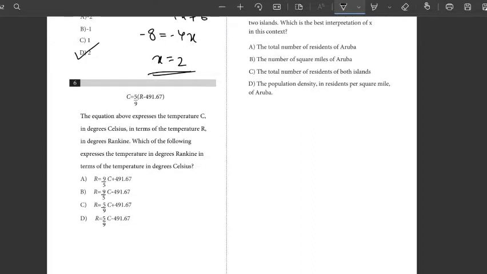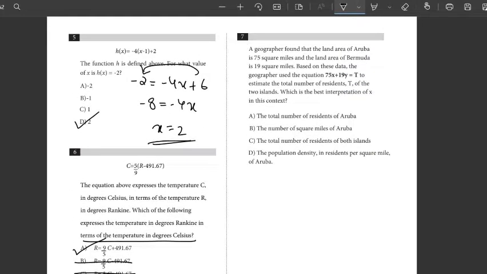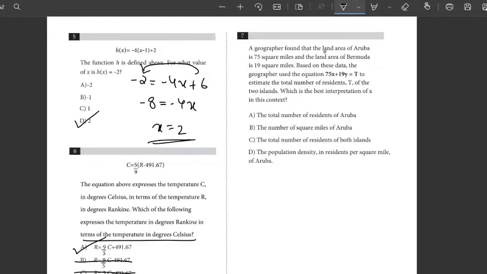The equation above expresses the temperature C in terms of temperature R. So the following expresses the temperature R in terms of degree C. Okay, so we need to find R in terms of C. So we see there's a minus sign over here, which when it goes on the other side would become a plus sign. And that's how we can immediately cancel out option B and option D. And 5 by 9 when gone on the other side will become 9 by 5. That cuts out option C and leaves option A. So 6th is A.